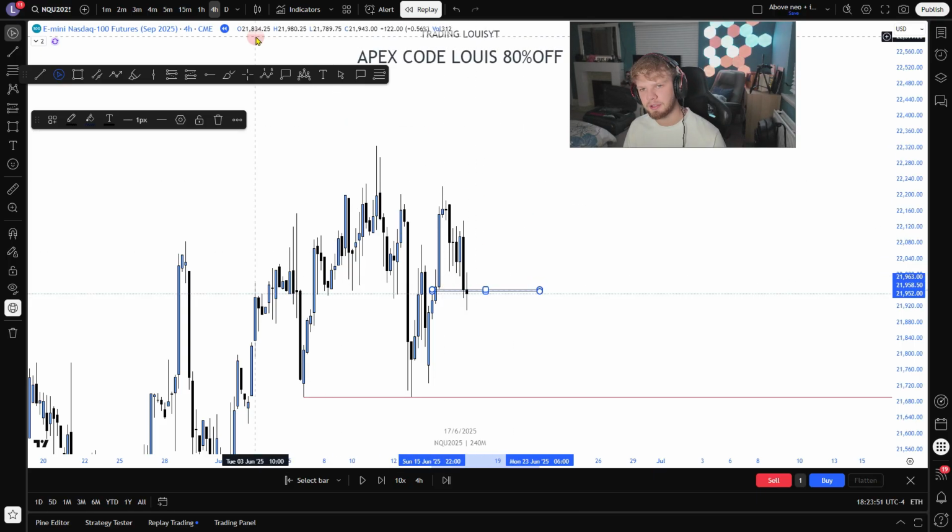So of course you're not going to trade the 4 hour time frame. You can drop to lower time frames, find your entry model.